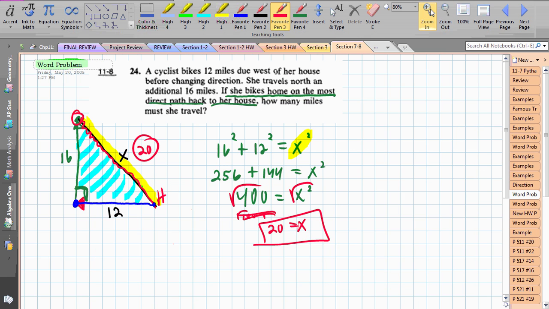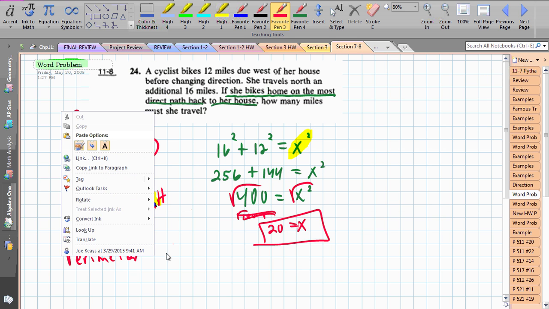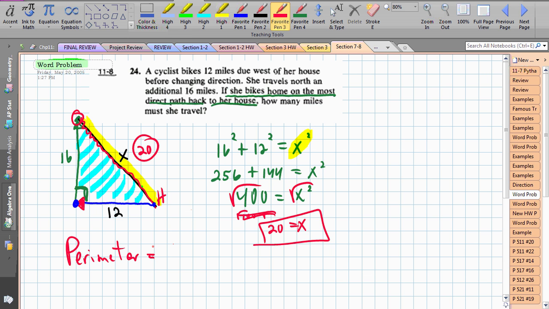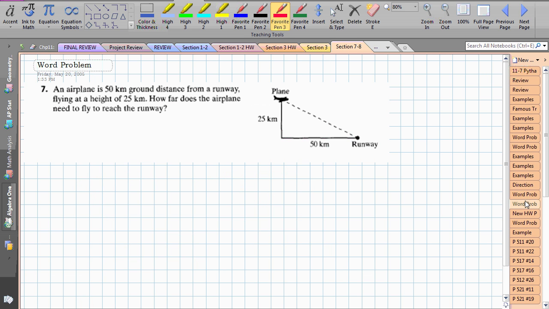Now keep in mind, what would be the total distance of her trip? Well, that's another way of asking what is the perimeter of this triangle. And perimeter here refers to the total length of all the sides of the triangle. So if I add up 12 and 16 and 20, notice she went on a pretty long bike ride here, it is 48 miles. So how did I get 48? I added 12, 16, and 20. Let's do one more problem, and here we go.